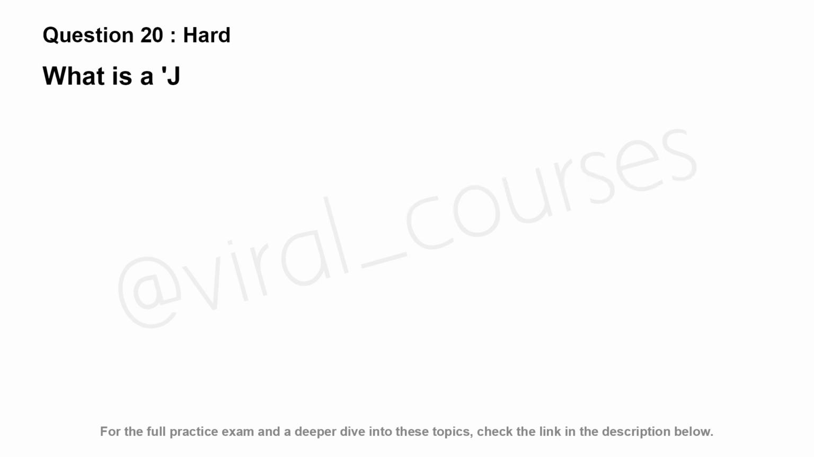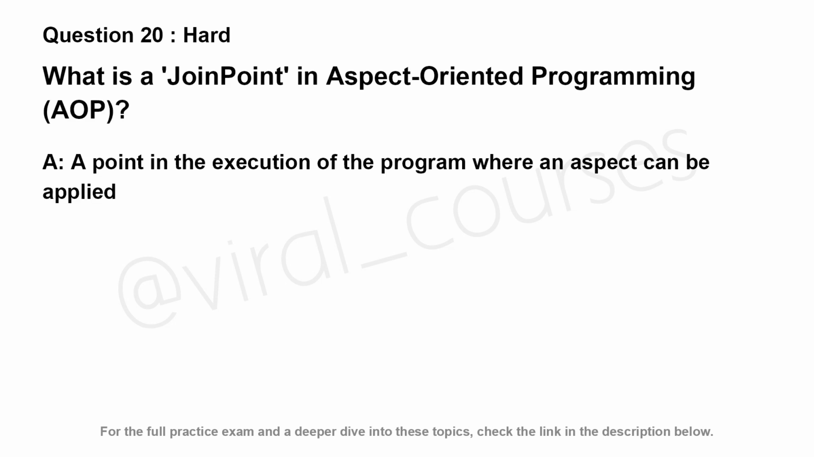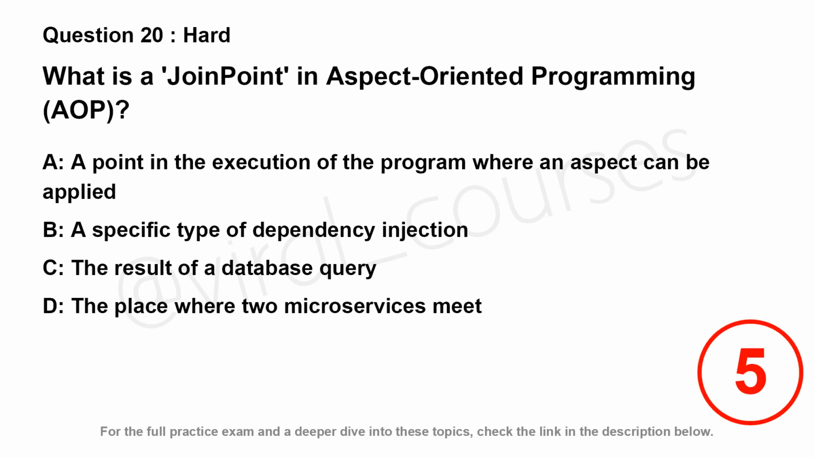What is a join point in aspect-oriented programming, AOP? Option A. A point in the execution of the program where an aspect can be applied. Option B. A specific type of dependency injection. Option C. The result of a database query. Option D. The place where two microservices meet.